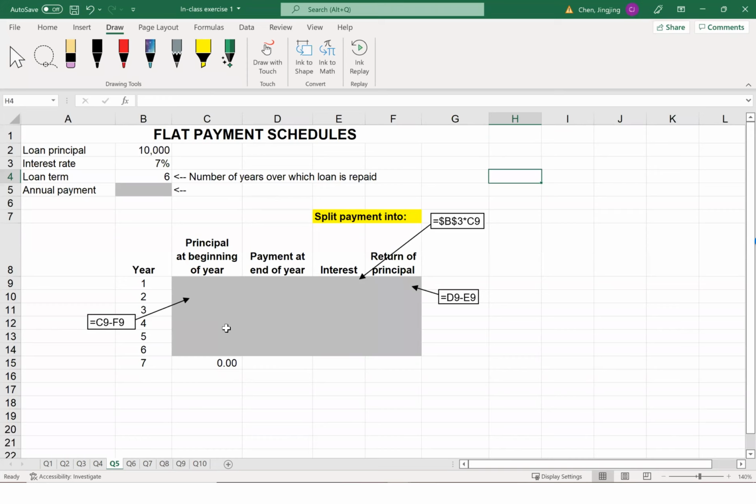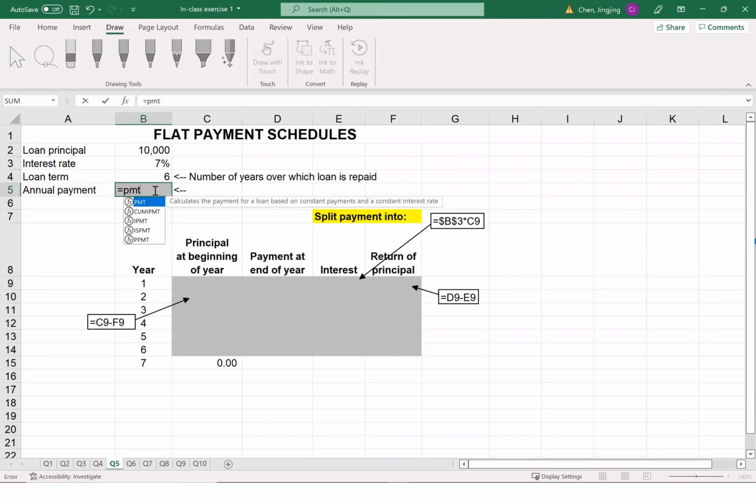So question 5 is also a simple illustration of how to calculate the payment for a loan. The loan we have here has a principal equal to 10,000 and the interest rate equal to 7%. So we have 6 years to pay back the principal. Now we want to calculate the annual payment using the payment function. So we're going to start with equals PMT, the payment.